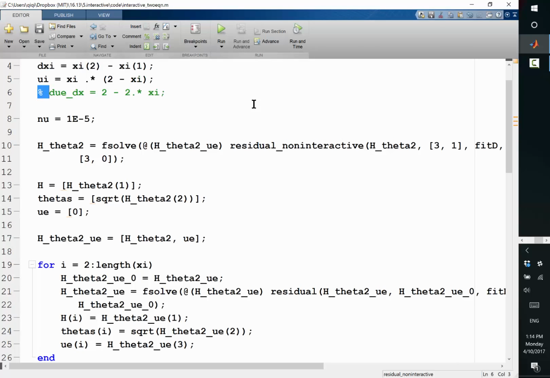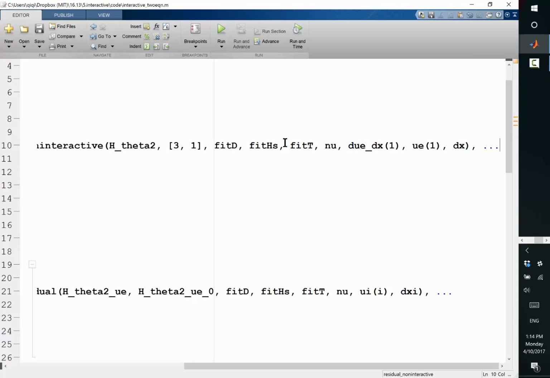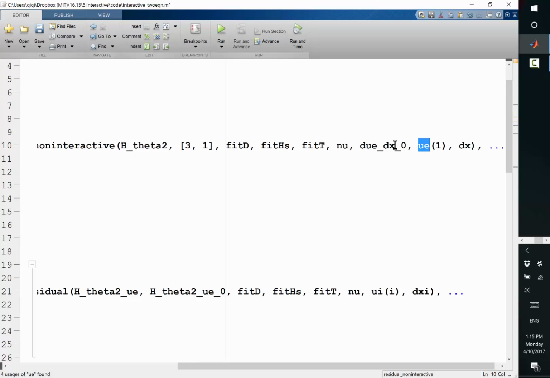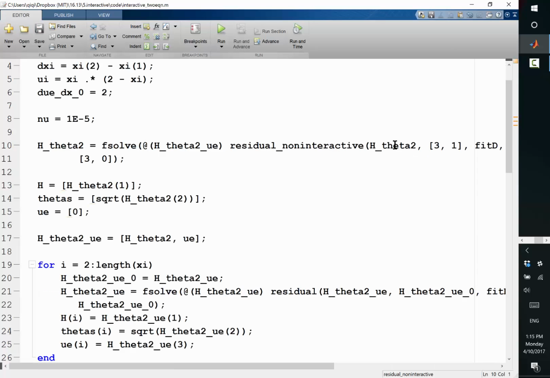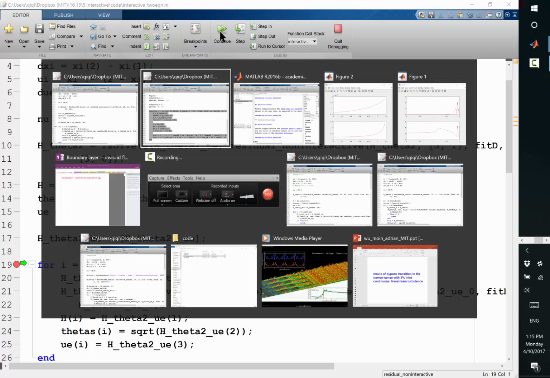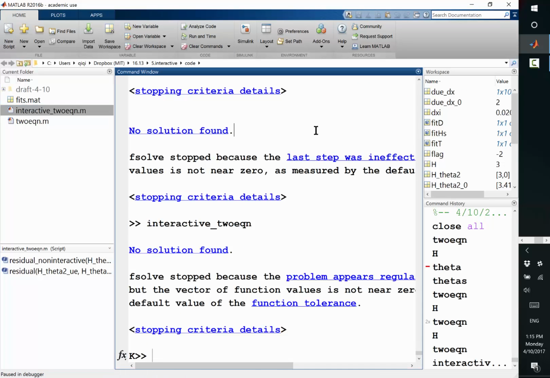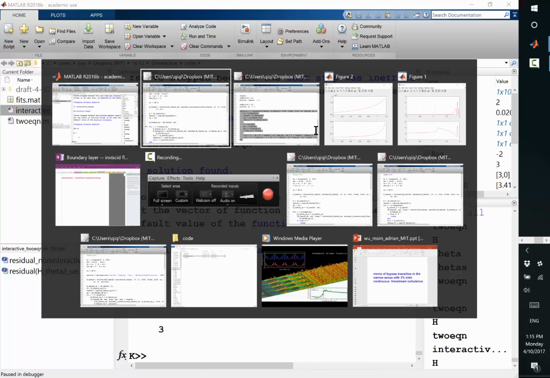So UE dx, we only need it at the initial condition. So it's equal to 2, right? Sorry. And UE would be equal to 0. Okay, so that's only for getting the initial condition. And we call it DC. So this is, let's see if we get the right thing. Okay, C by H. Oops, we don't get the right thing.